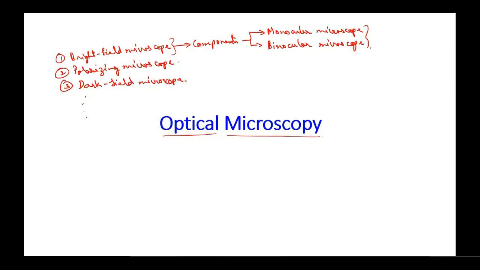Then we have also discussed the numerical aperture, NA, and we have also discussed the resolving power of an objective, of an objective lens or a microscope. So these were the things which we have discussed in our last class.